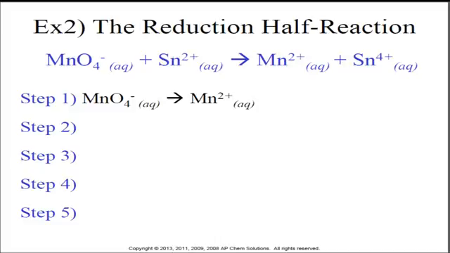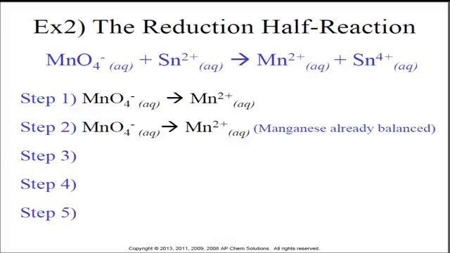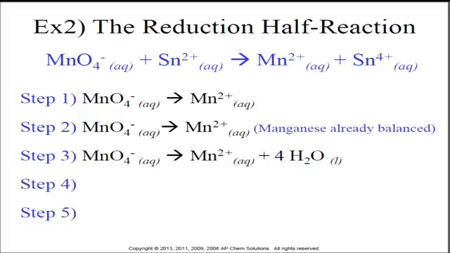Our reduction half reaction is our permanganate going to manganese +2. So we're going to balance everything except for O and H. Well, manganese is already balanced. There's one of each. Now we have to balance for oxygen by adding water. So we're going to add waters to our product side because that's where we need our oxygens. And because we have 4 here, we're going to need to have 4 waters.